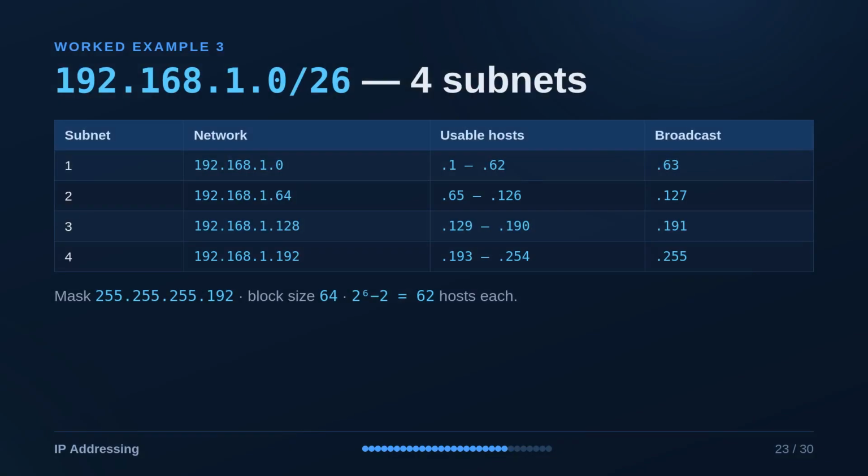Let's do it. Take a look at the mask. It becomes 255, 255, 255, 192. 2 borrowed bits give 4 subnets in steps of 64, each with 2 to the 6th minus 2, that's 62 usable hosts. Here are all 4.